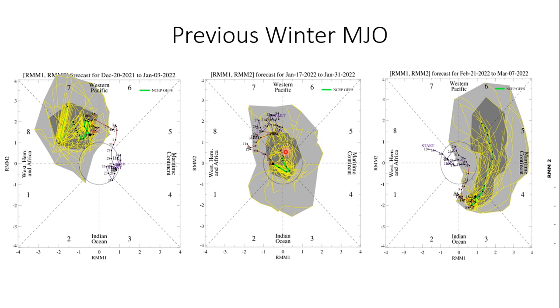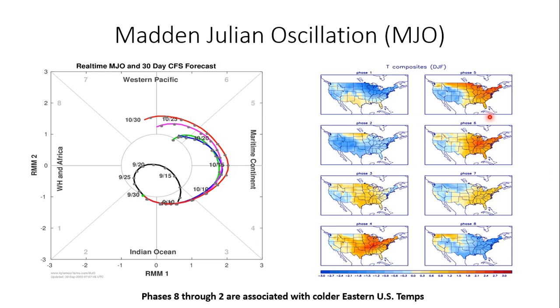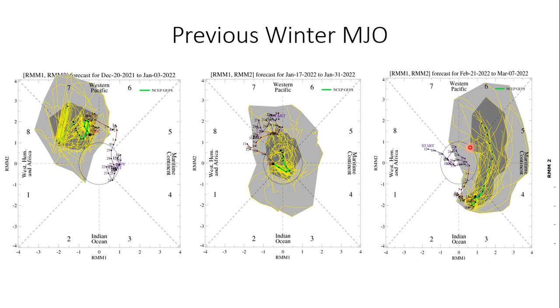So at this point, we'd expect other teleconnections or climate drivers to kind of take over. MJO would be more negligible or minimal impact. Looking at the far right here, what happened as we moved into late February and early March, the MJO rotated around into phases 3, 4, 5, and 6. So what does that mean for February? MJO phase 3 through 6, right?